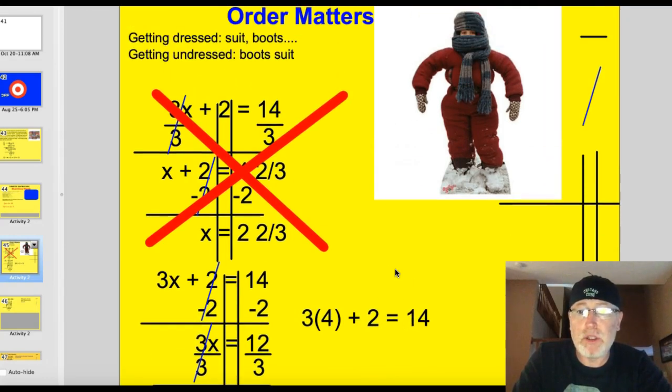What did you learn from this ridiculous connection with A Christmas Story and a kid in a snowsuit? Order matters. If you put your suit on and then your boots, when you get undressed, you've got to take your boots off first. We are undoing this equation. And so we're going to undo it. We'll have to kind of reverse the order of operations and get rid of the addition or subtraction before we deal with multiplication and division.